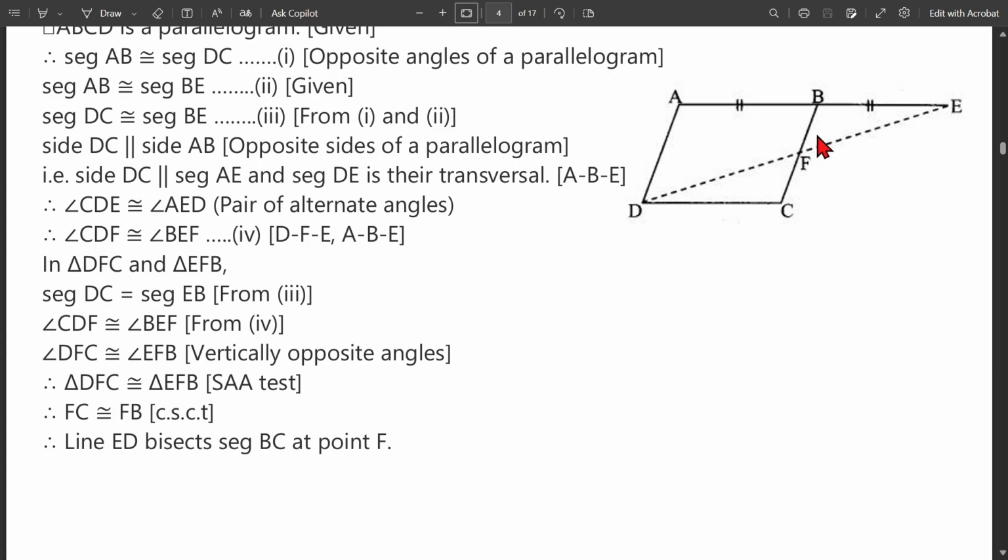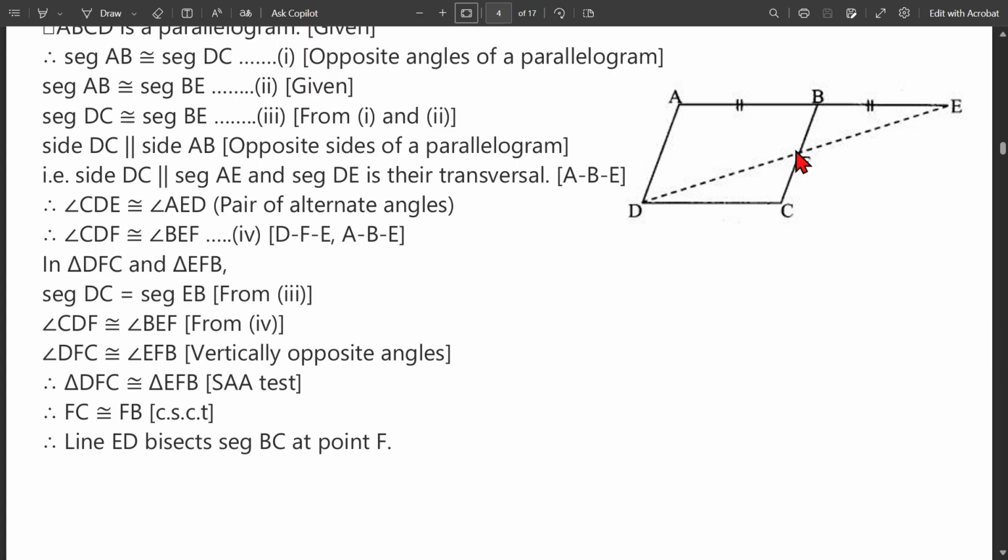Therefore, FC is congruent to FB, corresponding sides of these two triangles being congruent, CSCT. Therefore, line ED bisects BC at point F.